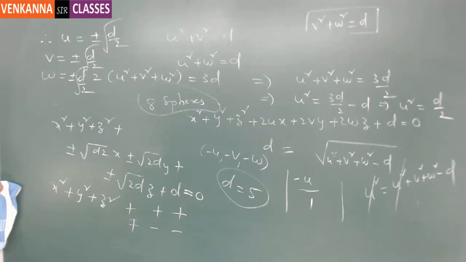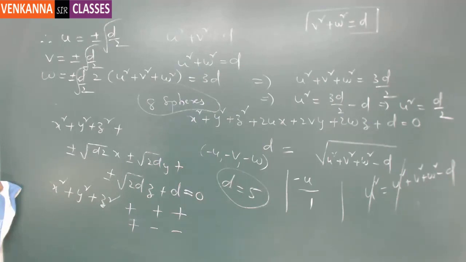See here, the problem didn't mention that the sphere passes through the origin. That's why we are considering that the sphere is not passing through the origin. If it passes through the origin, obviously the constant will not be there. The sphere equation is nothing but x square plus y square plus z square equal to 0, as per this notation, because it will not contain the constant d.